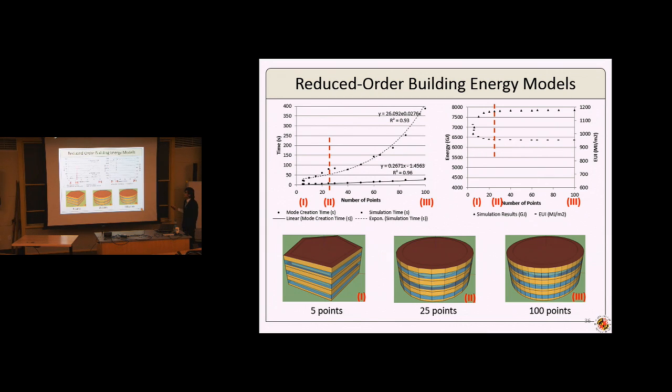Here I have two graphs. The left-hand side shows the energy consumption coming from the simulation. The right-hand side shows the time for model creation and also the time for simulation. Depending on the number of points I use, this is the first one, 5, this is 25, this is 100. The simulation time increases drastically, basically exponentially. And looking at the values here, what happens to the simulation results? After a while, it just gets flat. So there is no need to account for that complexity in the geometry. As long as I have good models, I don't need to go further with the points. So this is one strategy that could be helpful.